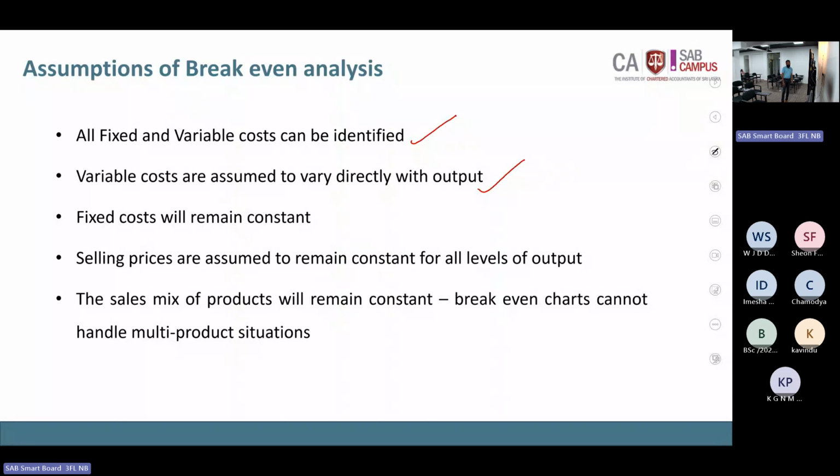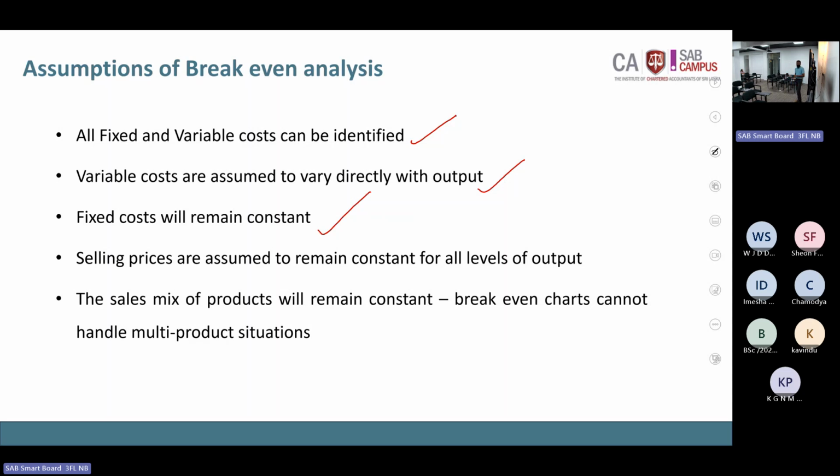Right? Then fixed cost will remain constant. Fixed cost also, sometimes within a 1 year period also there can be changes. It may stay as one amount for about 6 months and then it can change. But we put the assumption saying that fixed cost will remain constant, there are no changes.